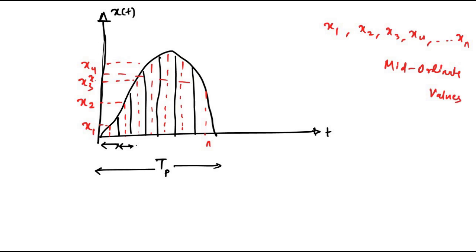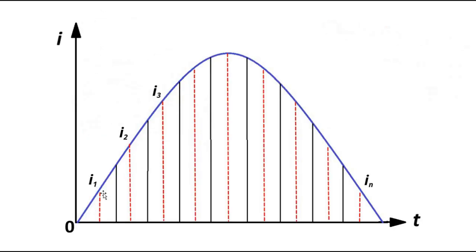The process is demonstrated here. So we have taken the positive half cycle. What we do is split the entire positive half cycle into n parts. These black vertical lines represent the demarcation of the positive half cycle into n parts. And these red dotted lines are the middle portion of each part. These are the mid-ordinate values.